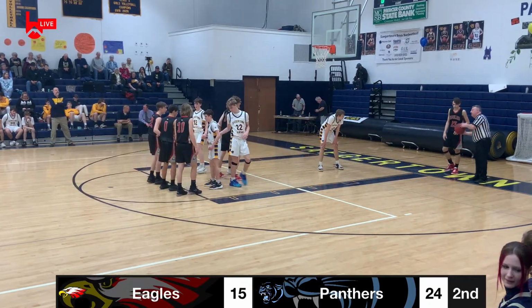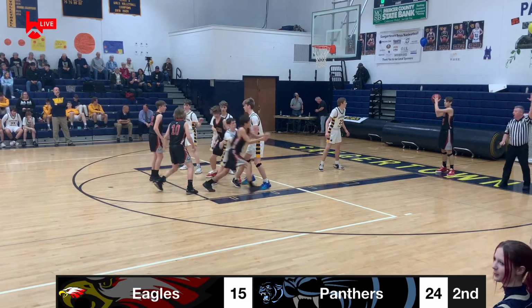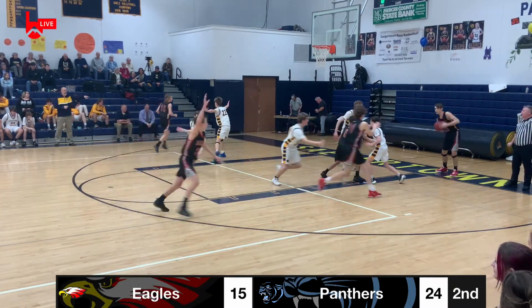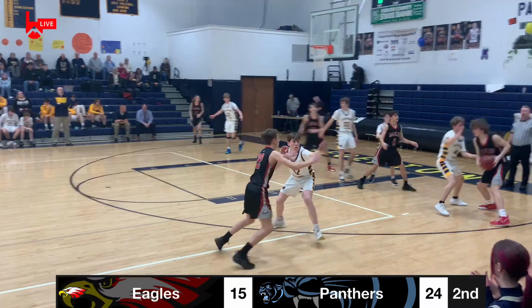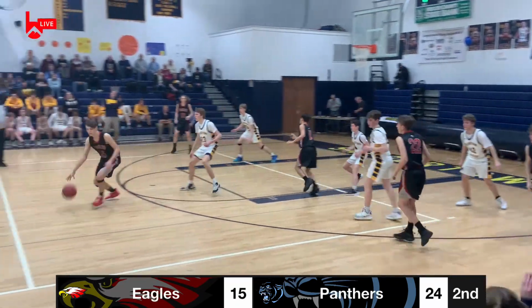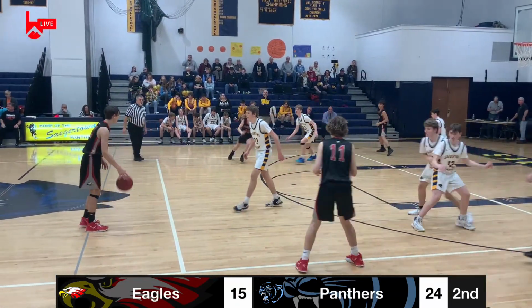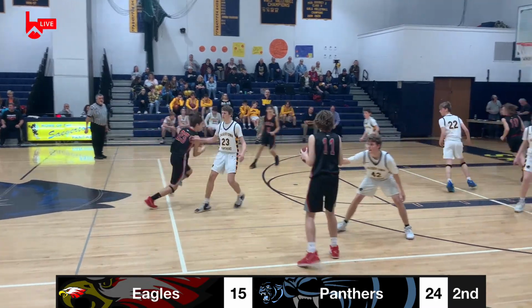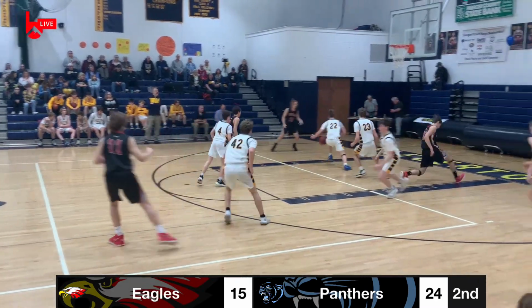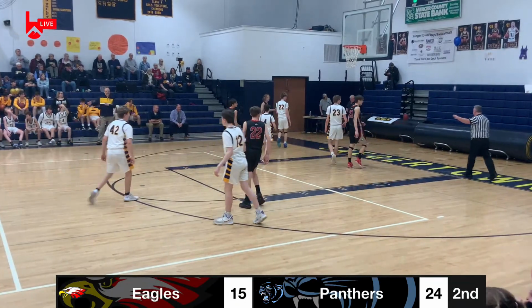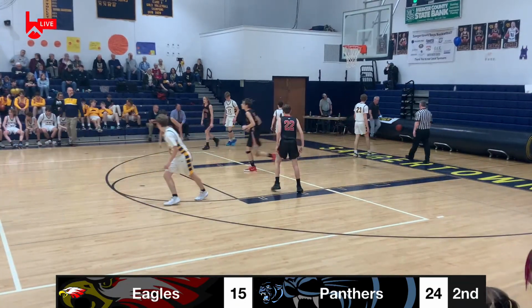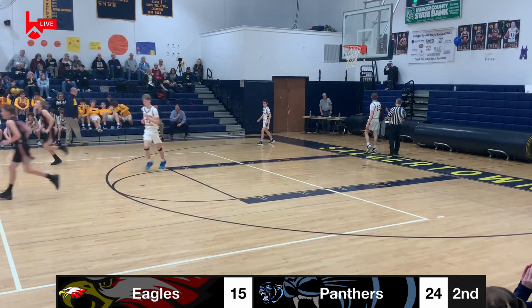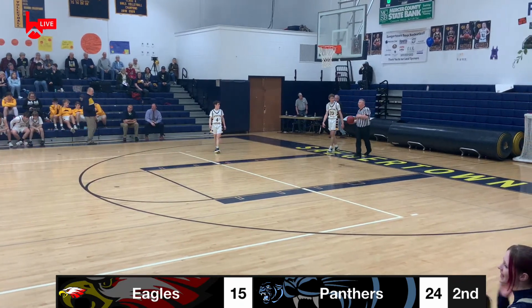Dalrymple inbounding the ball. Dalrymple gives it to Moore. Moore back to Dalrymple, top of the arc. They reset the offense. Moore to a cutting Dalrymple. Ball gets through his hands and goes out of bounds. It's going to be the Panthers' ball.